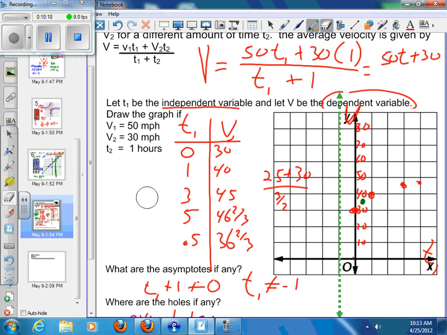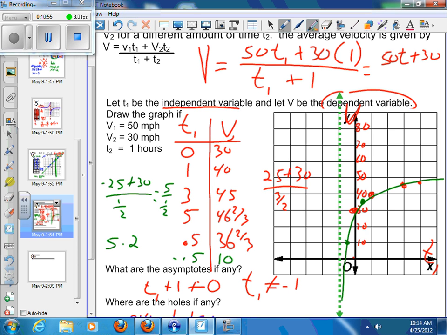But I want to try a negative 1/2. That's where I was meant to try. So negative 0.5. So that's going to make that a negative 25 plus 30 over 1 minus 1/2, which gives you 1/2. So that would be equal to 30 minus 25 is 5 divided by 1/2. And 5 divided by 1/2 would be the same thing as 5 times 2. So that would be a 10. So I'll be putting my 10 down here. Okay, so you can see that we're going to get close. And our curve is going to go there.